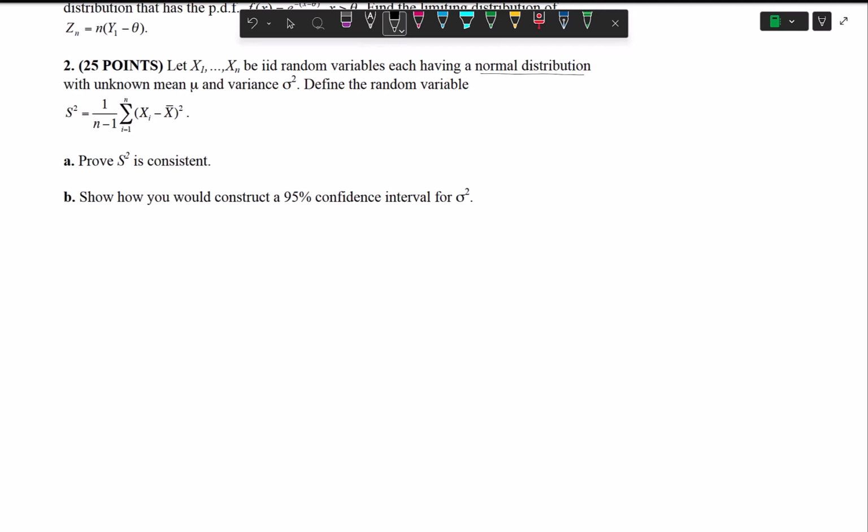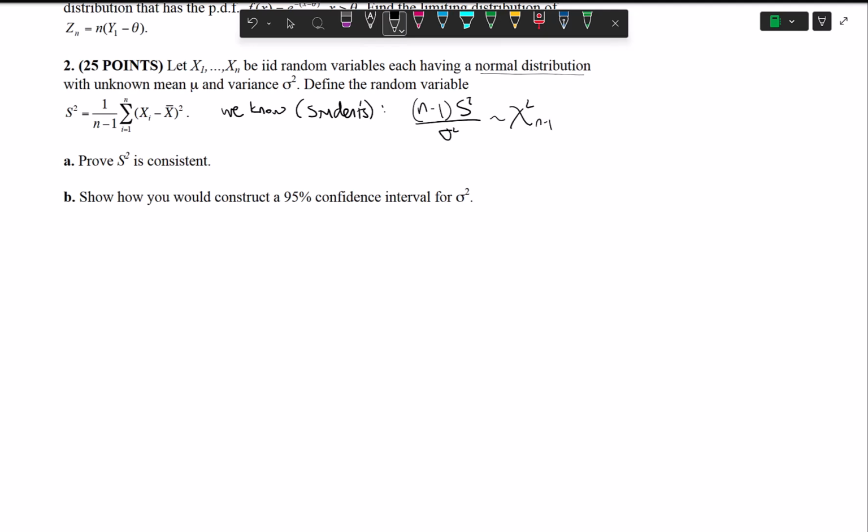And we have this quantity s squared, right? Now, the fact that we have a normal distribution is very important because that means we can utilize Student's theorem, right? So we know from Student's theorem that (n minus 1) s squared over sigma squared has a chi-square distribution with n minus 1 degrees of freedom.